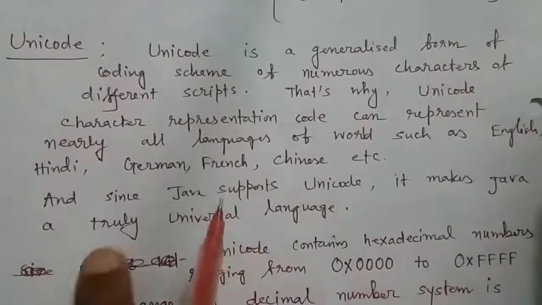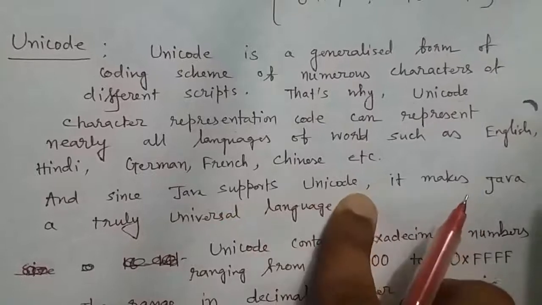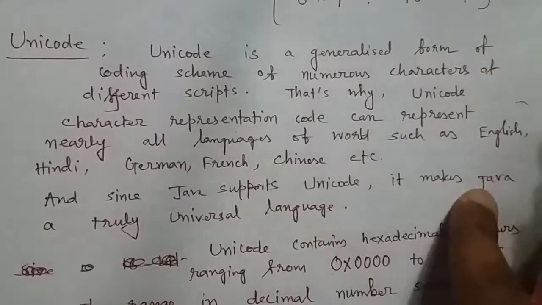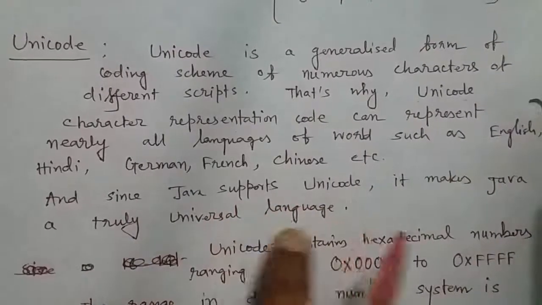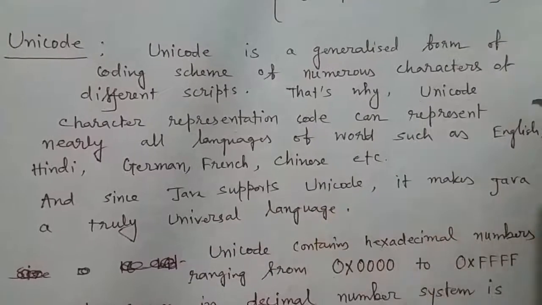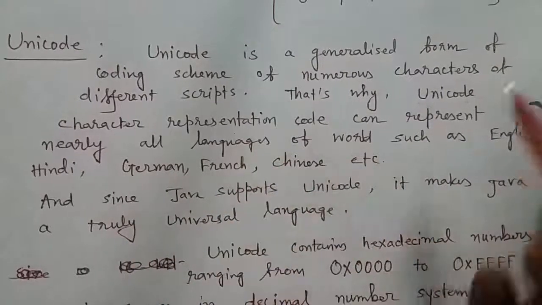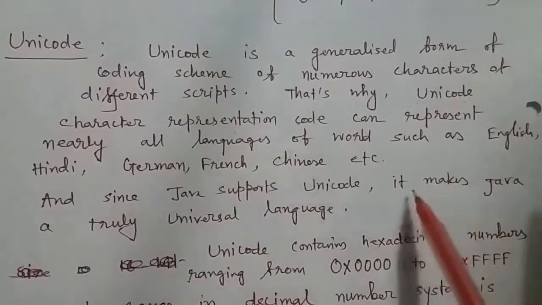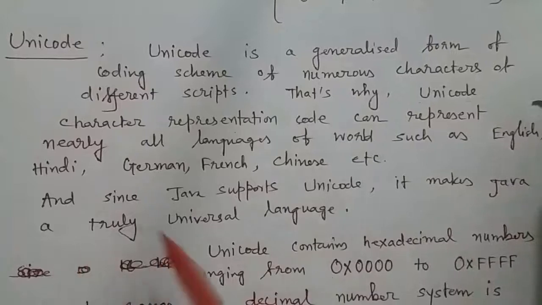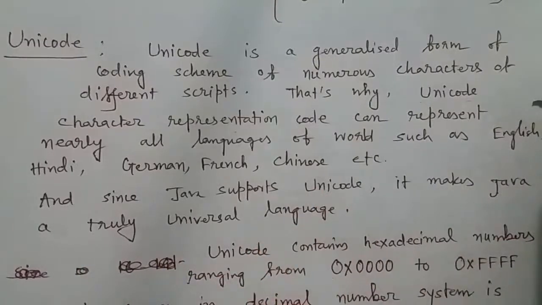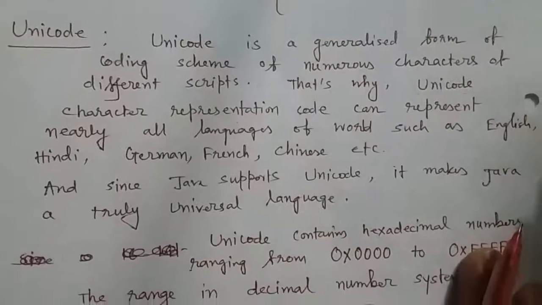And since Java supports Unicode, it makes Java a truly universal language. And why not? Java supports all the characters that are used in nearly all languages of the world. So that's why Java is a truly universal programming language, isn't it?